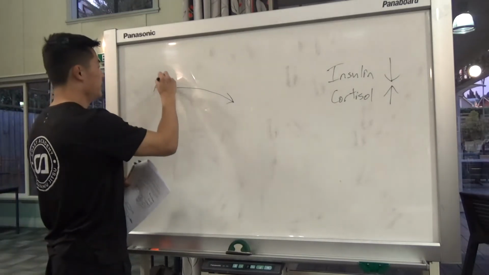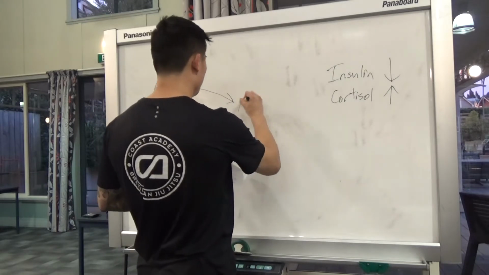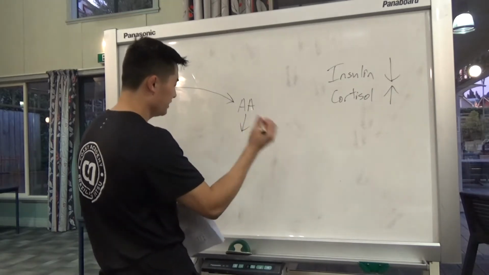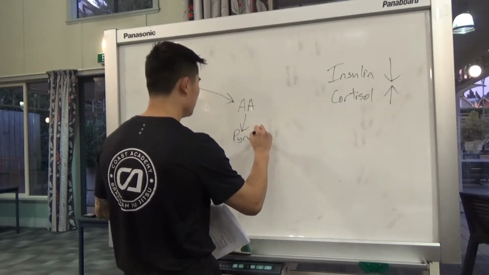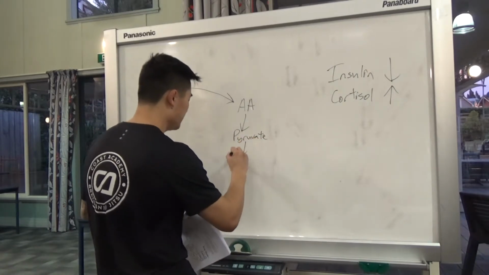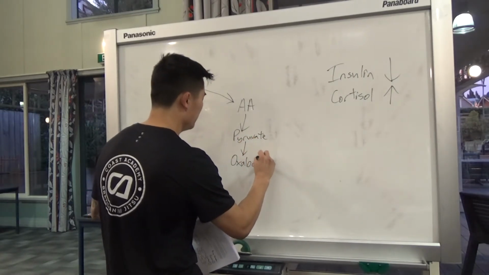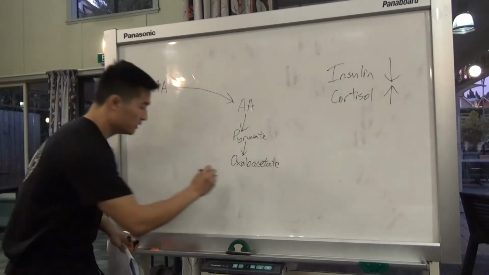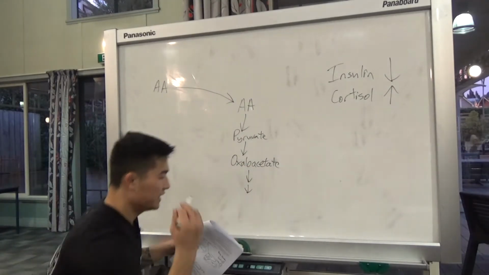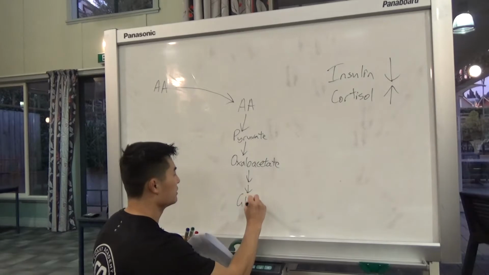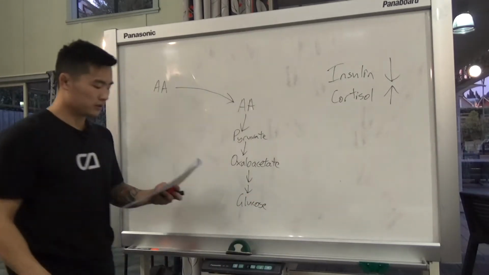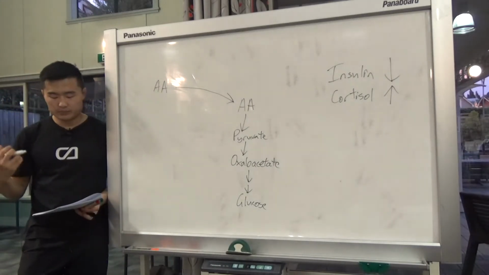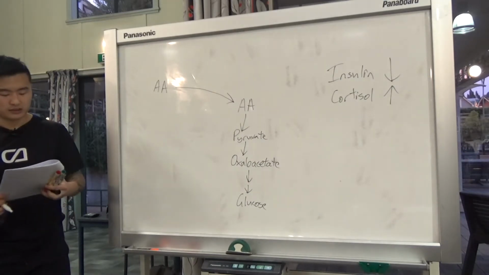So you've got the amino acids which go to the liver. The amino acids get turned into pyruvate. The pyruvate gets turned into oxaloacetate, and then the oxaloacetate gets turned into glucose. Okay, and then the glucose from the liver goes into the bloodstream and it goes to the brain.